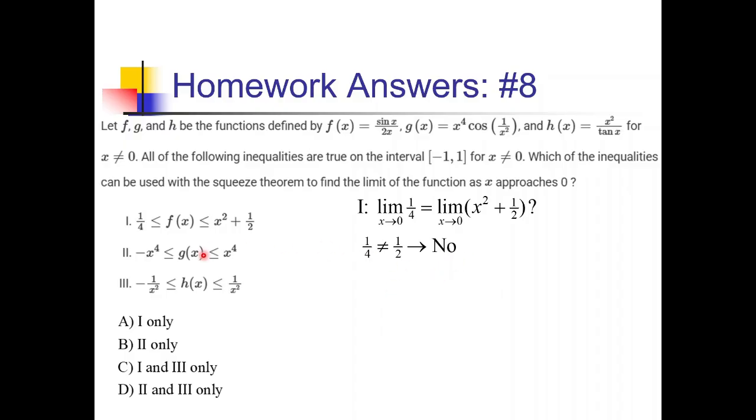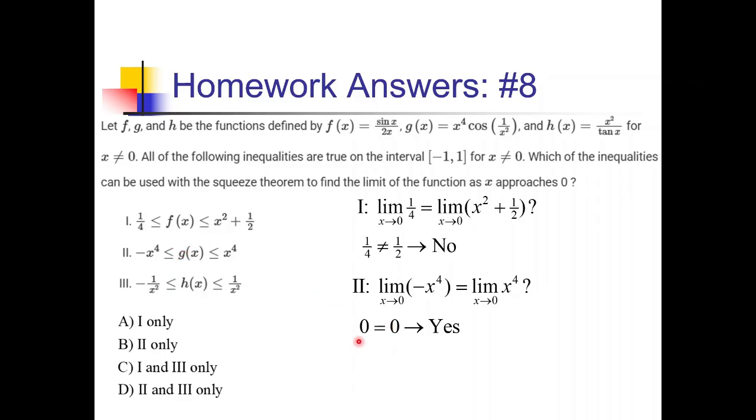Now for Roman numeral 2, we're taking limits of -x to the 4th and x to the 4th as x approaches 0. Plugging 0 into both of these will result in a value of 0. So we get 0 equals 0. Since those limits match up, this is a yes. The squeeze theorem will help us here. And in fact, we could say actually that the limit of g of x as x approaches 0 is also 0.